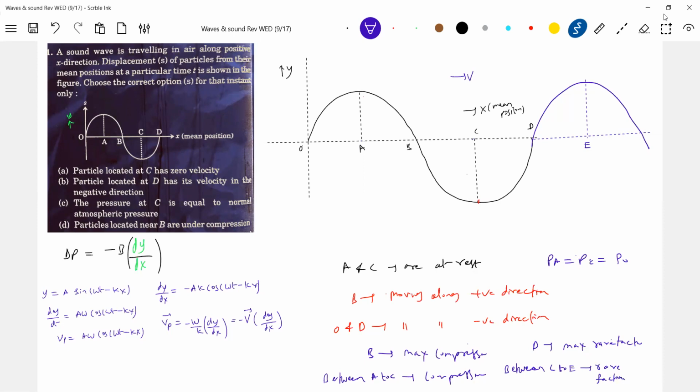Okay, I'll go to our next problem. I'll scroll down. How will particles vibrate? Along the x-axis. I think that's a very important thing. If you say particles vibrate along the y-axis, gone. Particles vibrate only along the x-axis.